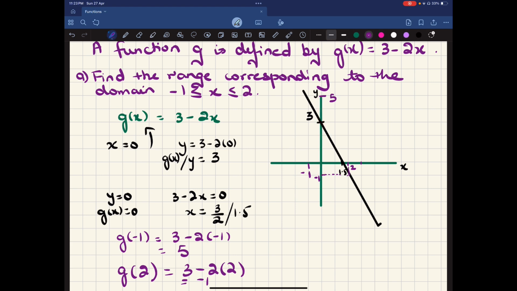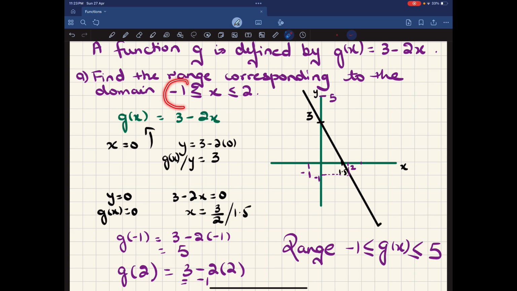Okay, so your answer is going to be: the range is -1 and 5. These are going to be inclusive inequalities. Why? Because the domain is also inclusive. It's very simple. We can just substitute one end of the inequality and the other end, and whatever you get will formulate the range of the function. It's easier for straight line graphs.